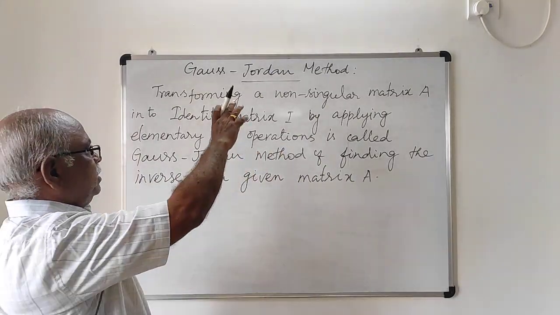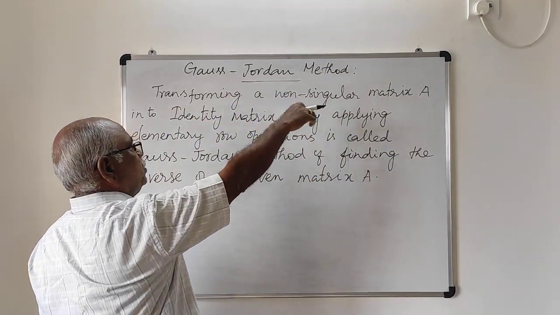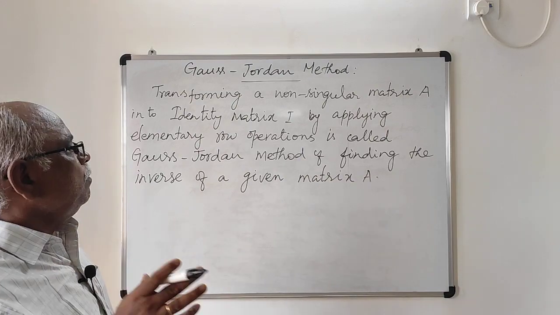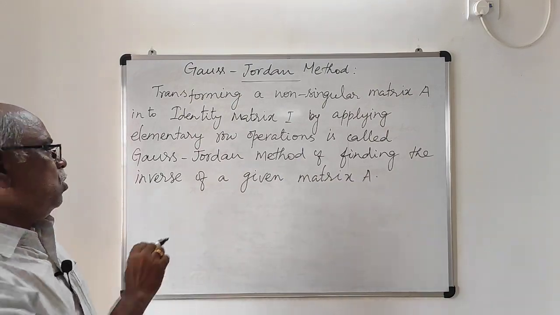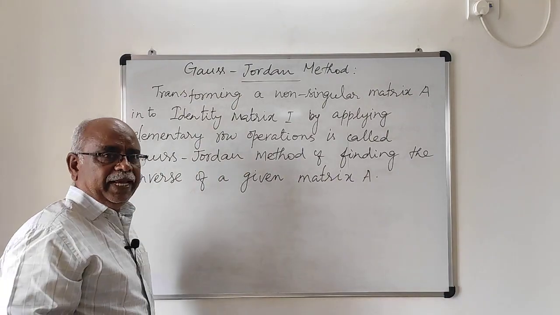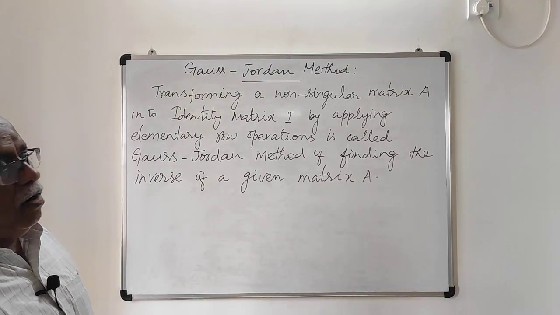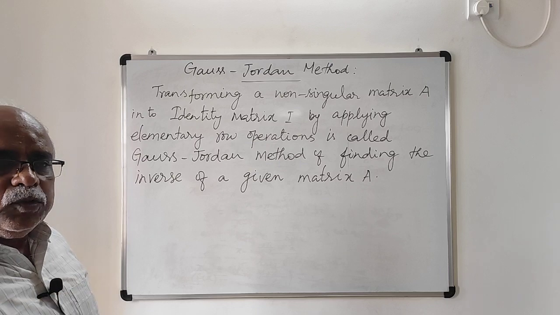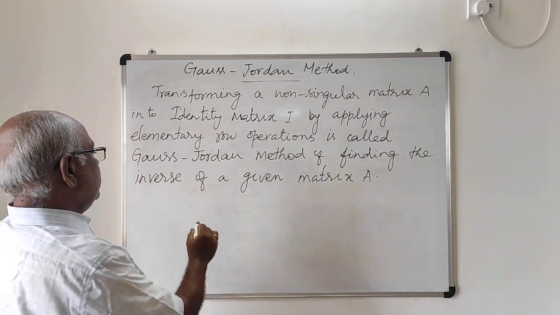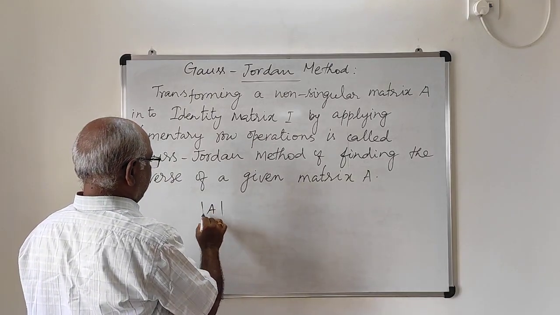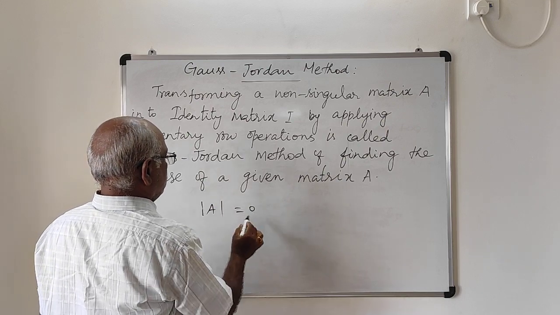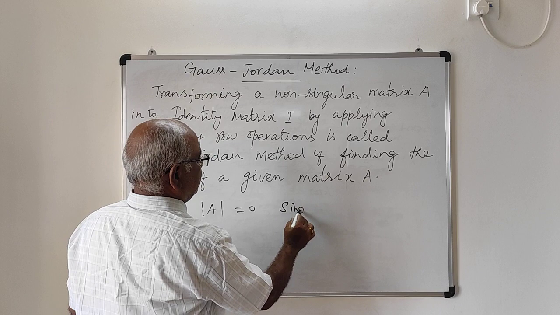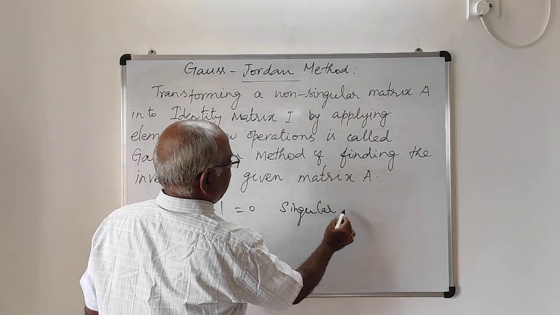So the Gauss-Jordan method is nothing but transforming a non-singular matrix A into the identity matrix by applying elementary row operations, and that method is called the Gauss-Jordan method of finding the inverse of a given matrix. Non-singular matrix means the determinant value of the matrix should not be 0. If the determinant value of a matrix A is 0, then the matrix A is called a singular matrix.